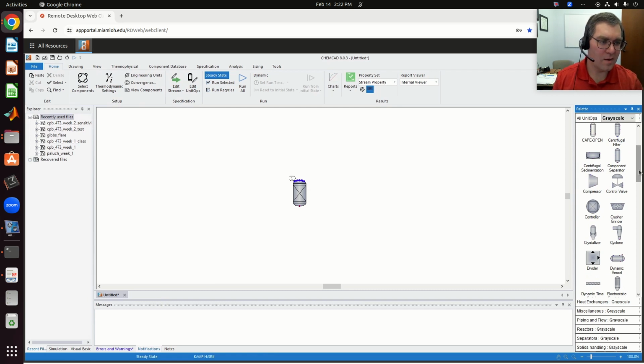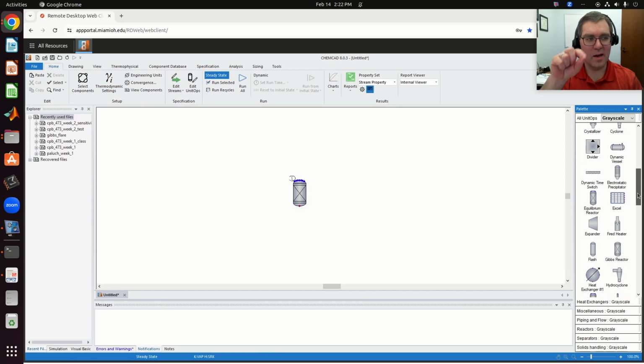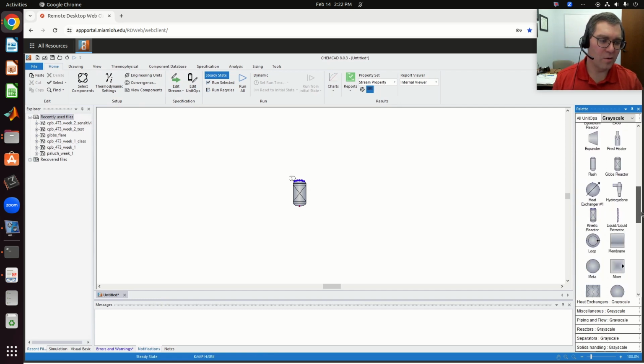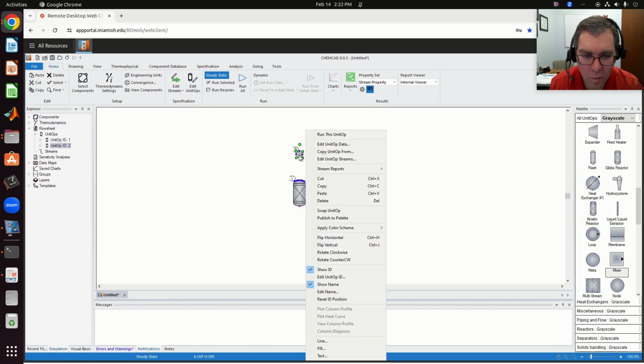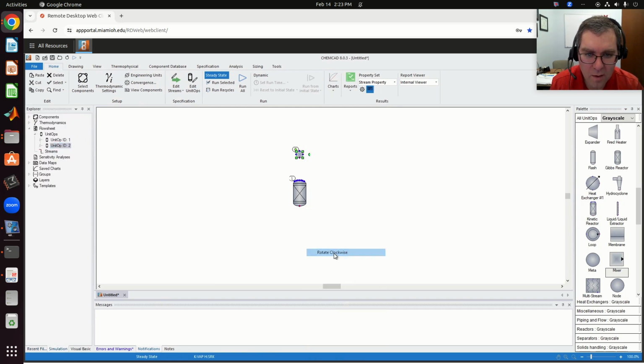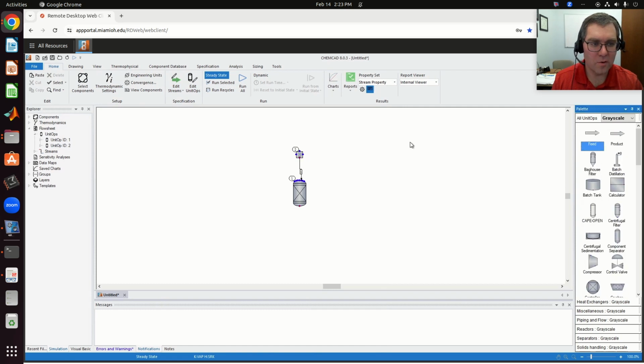I tend to like a mixer because then I can double click on the stream exiting the mixer and know exactly what's going in. I'll show you what I mean. So there's my mixer, and I can actually rotate it if I want to. Let me rotate clockwise, so the red one is going to become my input to my reactor. And let me do two feeds.